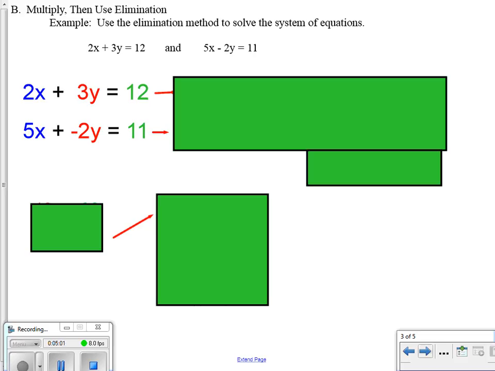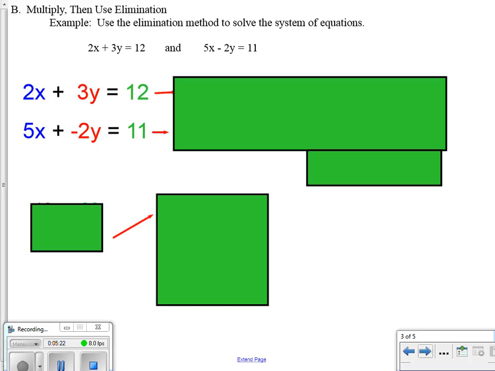In this case, we're going to be using elimination again, but before we can eliminate, we need to multiply both equations by something. And that's okay. Sometimes you might only have to multiply one of the equations, but it's okay to multiply both, even if it's not the same number. And I'll show you what I mean by that.